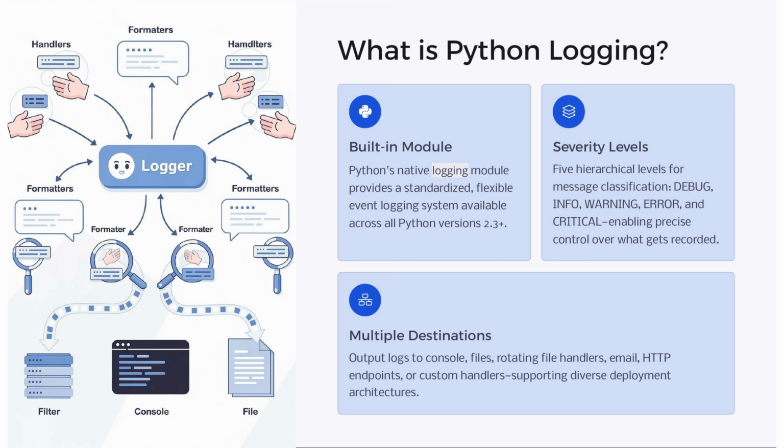Python's built-in logging module offers a standardized event logging system, available from version 2.3 onwards. It features 5 severity levels: debug, info, warning, error, and critical, allowing precise message classification. Logs can be directed to various destinations, including console, files, and HTTP endpoints, supporting diverse deployment needs.